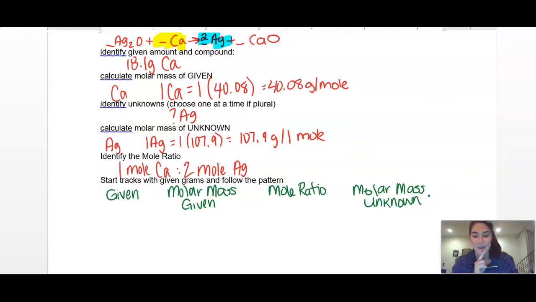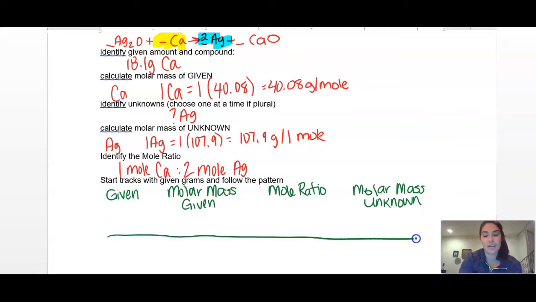Now we have our reminder of what these steps are going to look like. We have this train track that's going to beautifully line up with each of those steps. Given, molar mass given, mole ratio, molar mass unknown. And again, the whole reason we're doing this is trying to figure out, if I have this much calcium, how much silver can I make? That is a real thing. I want to know how much silver I can make.